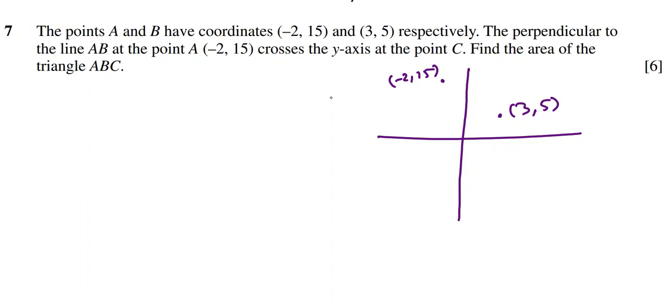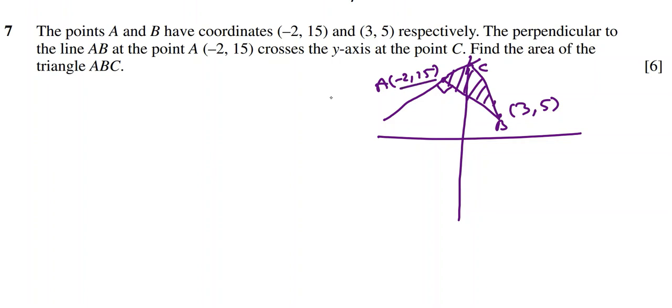The perpendicular to the line AB at the point minus 2, 15. So that means minus 2, 15. This is line AB, and perpendicular here, let's say this one, crosses the y-axis at C. So this is C. Find the area of the triangle ABC. This was A, this was B, and this is C. So this is the triangle of which we have to find the area.